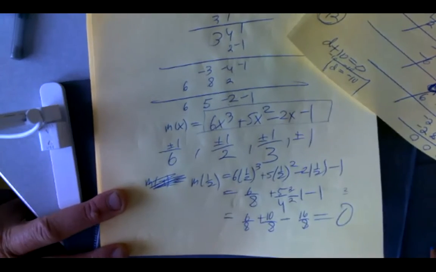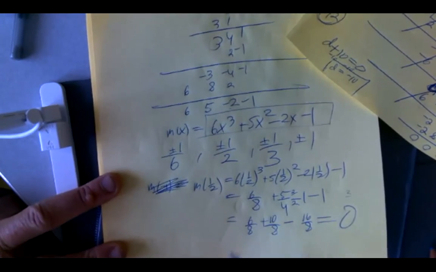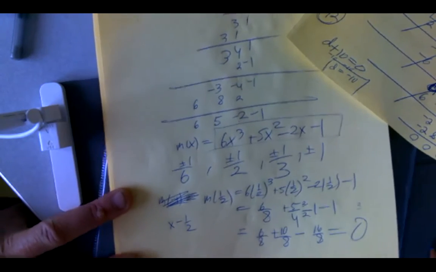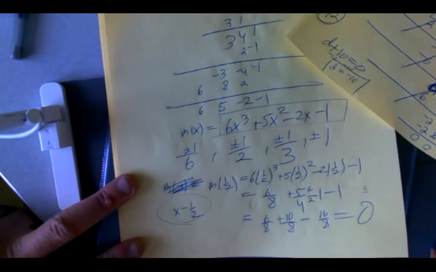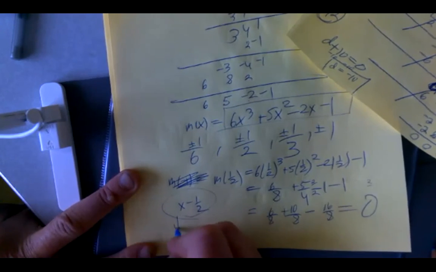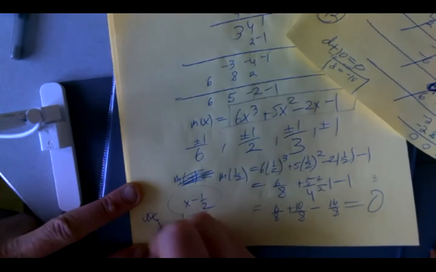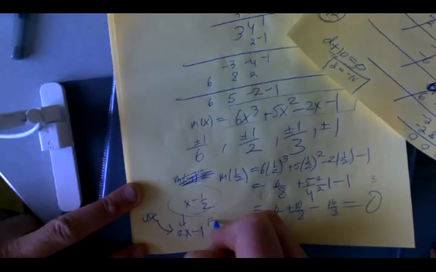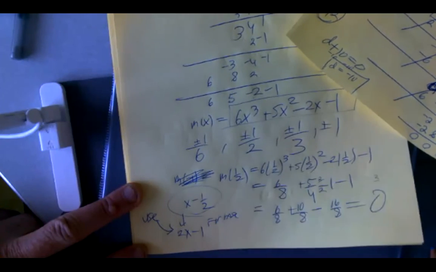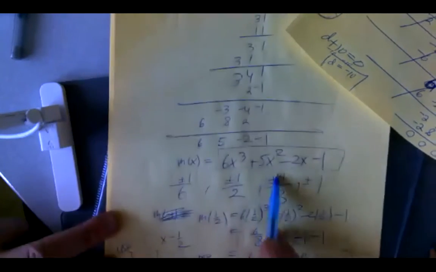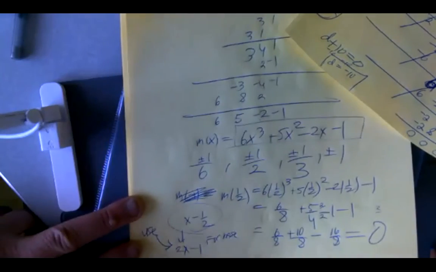But if I saw that happen, if I saw x minus 1/2 is a factor, I would not work with that in my base x. I would work with 2x minus 1 in base x. Use this for base x. Like if I see 1/2 works, I would divide that original thing by this. Let me just show you that it works.